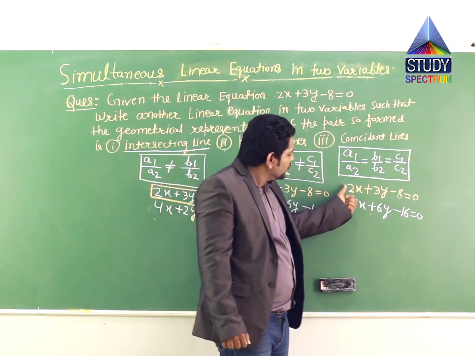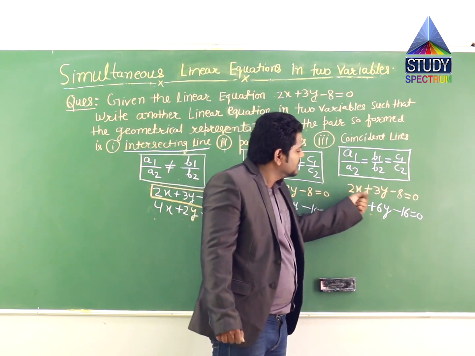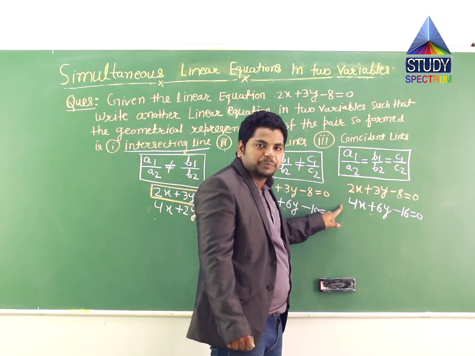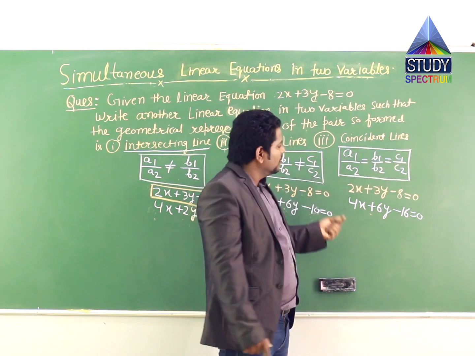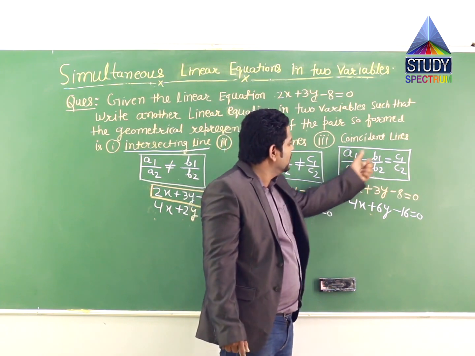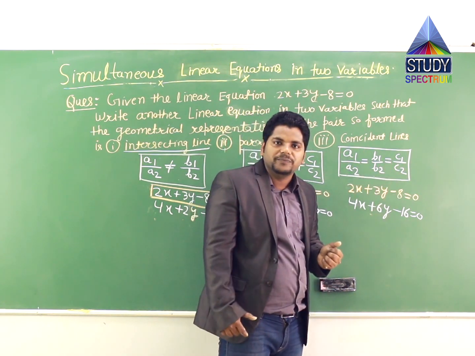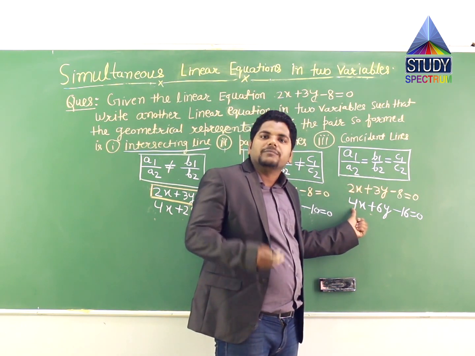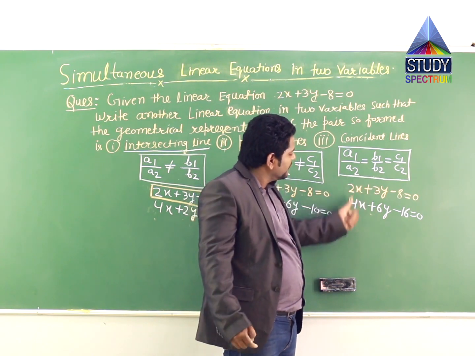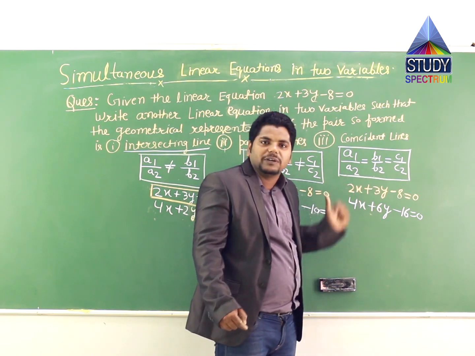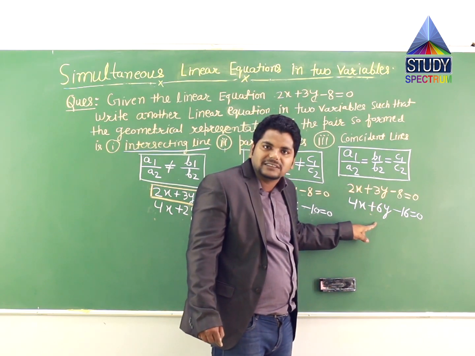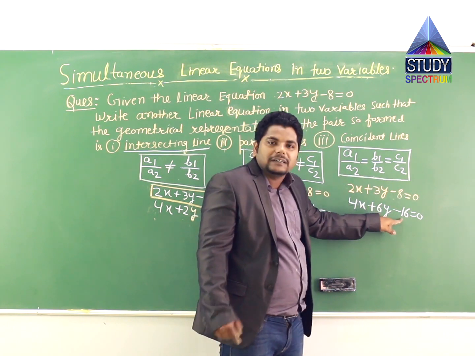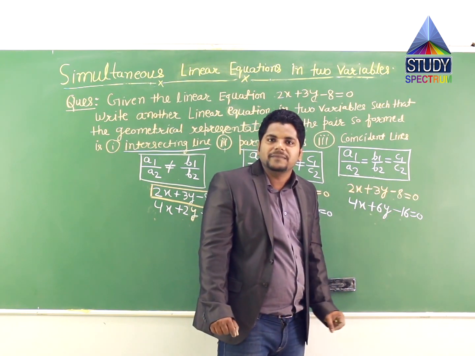So 2 by 4 we have taken, it is the original equation, and you have to write another linear equation to make this system of equations a coincident line. The condition for coincident lines is a1 by a2 equal to b1 by b2 equal to c1 by c2. So for 2, we have taken 4 of our own will. It is 1 by 2, so we have to make this ratio 1 by 2. For 3, we have taken plus 6. Here the constant is minus 8, so to make it half we have to take minus 16. Okay, got it?